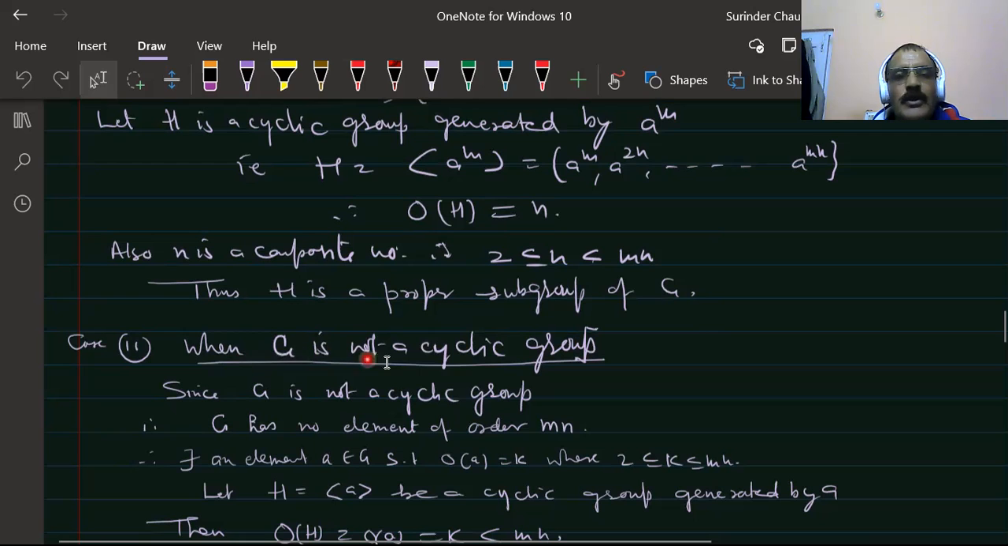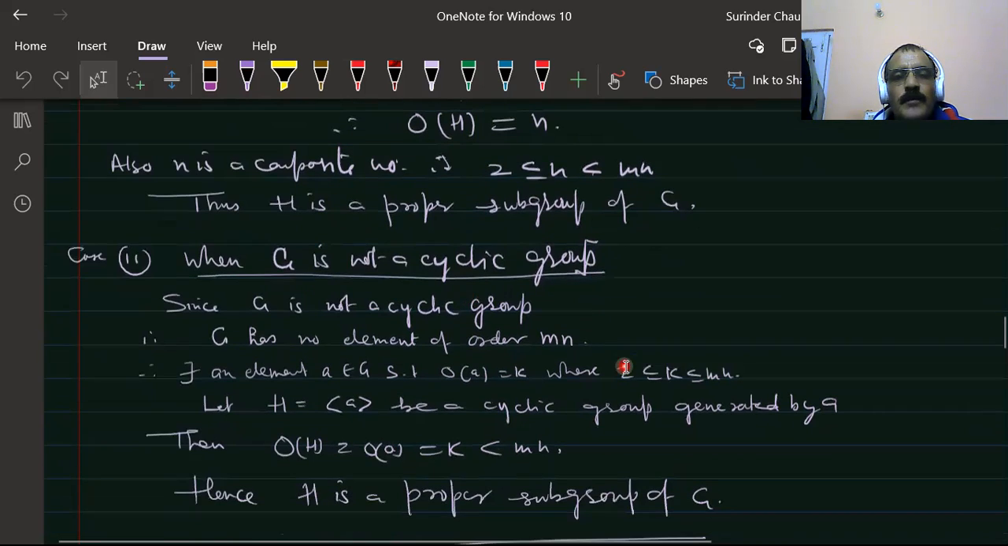Now, if G is not a cyclic group, then G has no element of order mn. It is not cyclic, so it is not generated by any single element. So G has no element of order mn. So there is an element a belonging to G such that the order of a is equal to k, and k is less than mn.